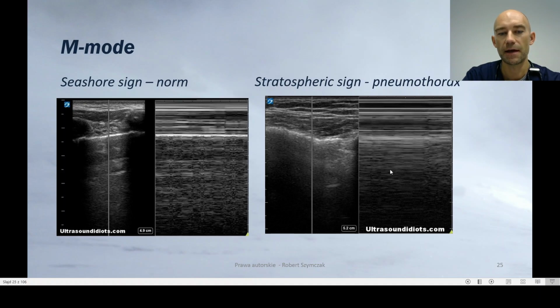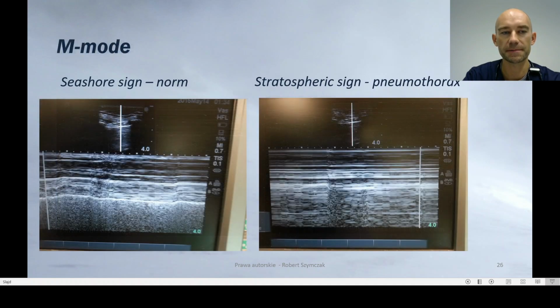So you do not have the sand. You are in the ocean. Okay, there's only sea, only, let's say, ocean. So like drowning. So it's not a good sign, and it's a sign of pneumothorax. So no sliding, the stratosphere sign confirms the pneumothorax. One more time, M mode, so seashore view and stratosphere sign.